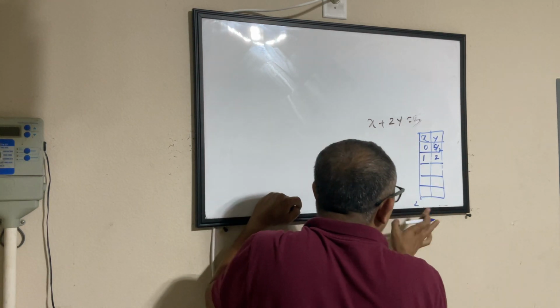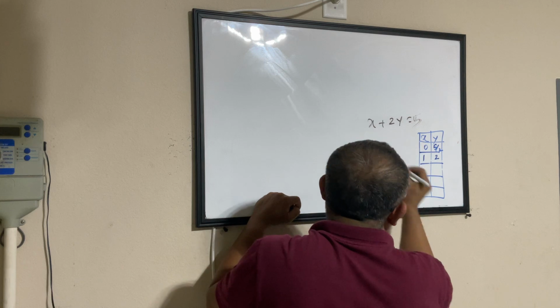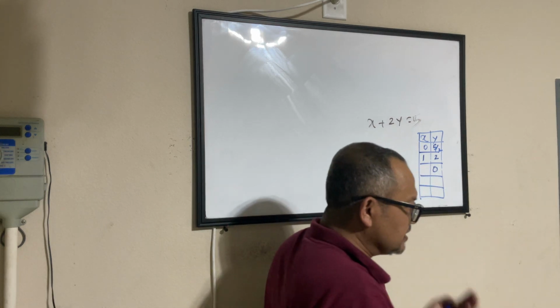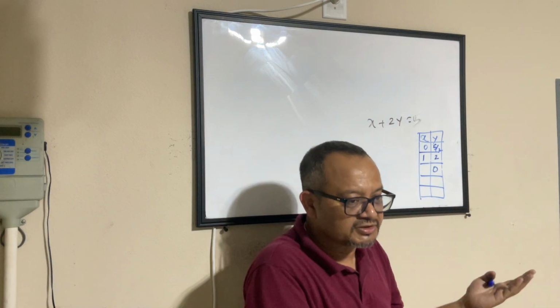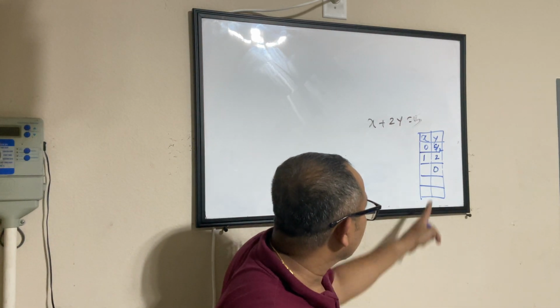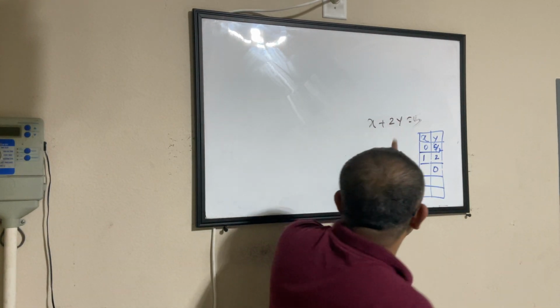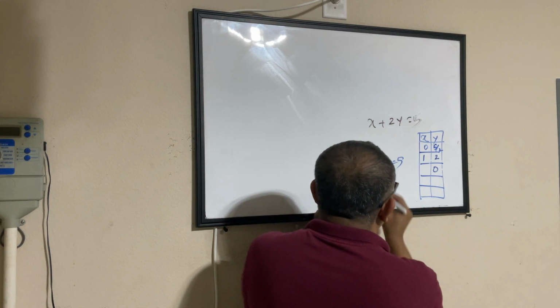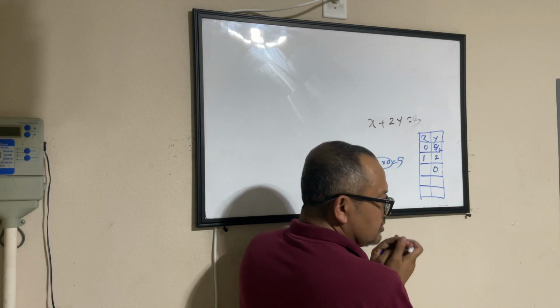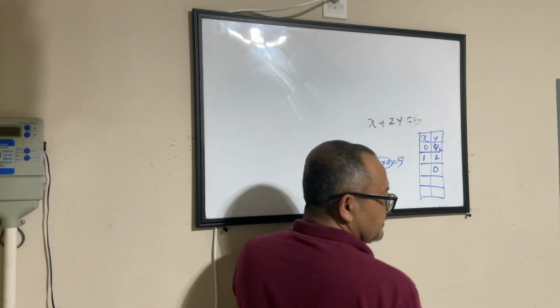Okay. Now, how about this? What happens when y is 0? It's a deal, right? One can change, the other one will change. When one changes, the other one also changes. What happens when y is 0? Okay, when y is 0, meaning x plus 2 into 0 equal to 5. Oh, 2 into 0 is 0. So x equals 5.